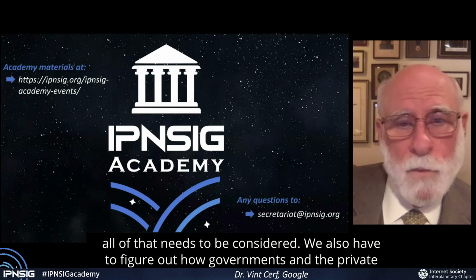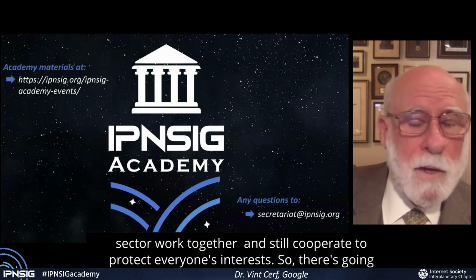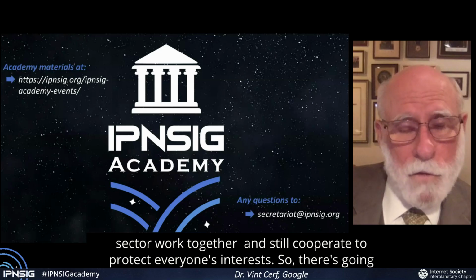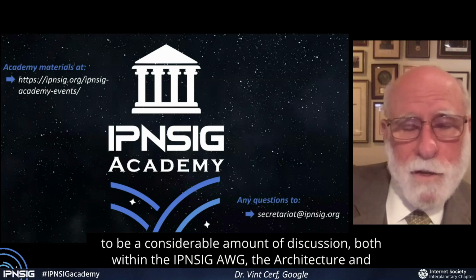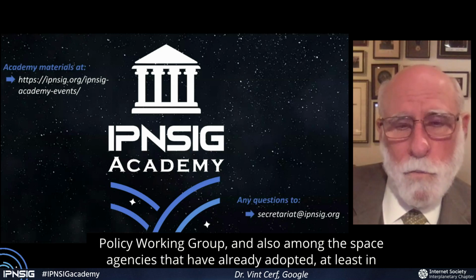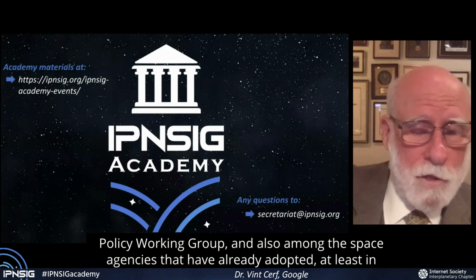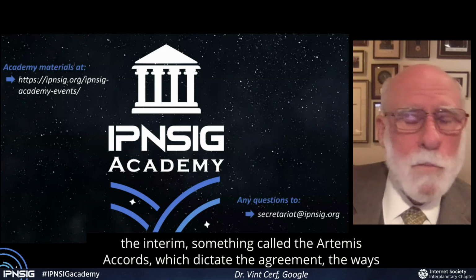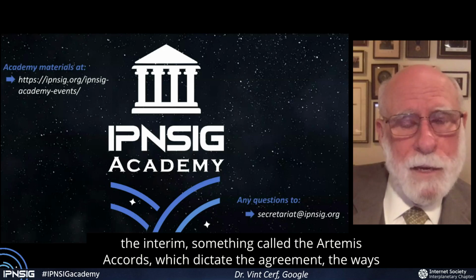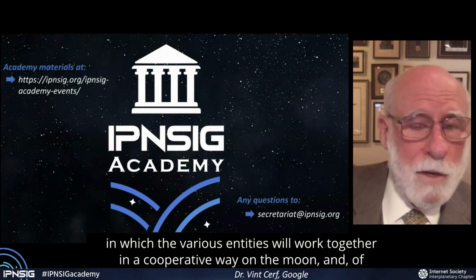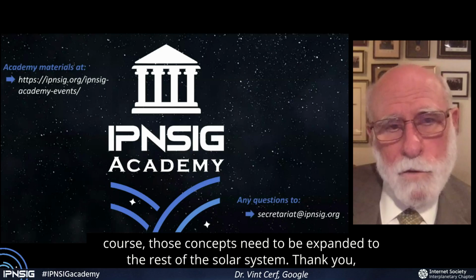We also have to figure out how governments and the private sector work together and still cooperate to protect everyone's interests. So there's going to be a considerable amount of discussion, both within the IPNSIG AWG, the Architecture and Policy Working Group, and also among the space agencies that have already adopted, at least in the interim, something called the Artemis Accords, which dictate the ways in which the various entities will work together in a cooperative way on the moon. And of course, those concepts need to be expanded to the rest of the solar system.